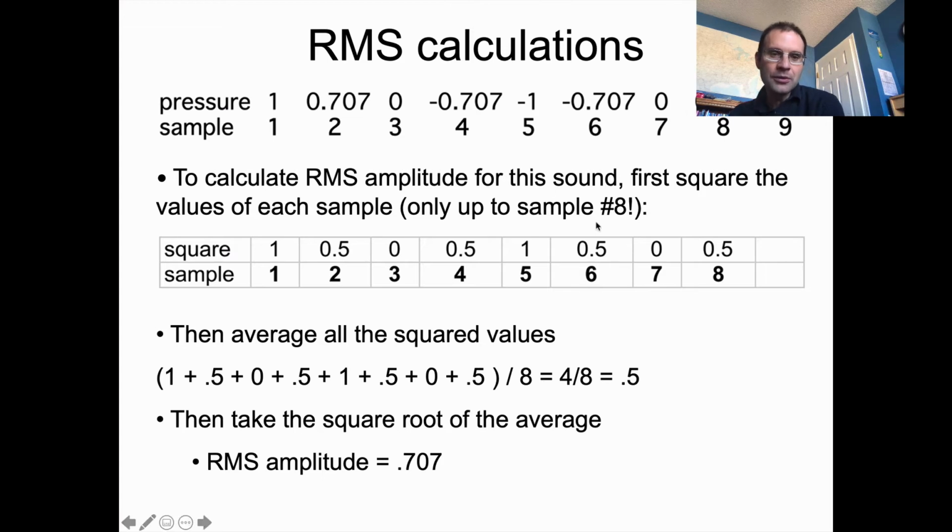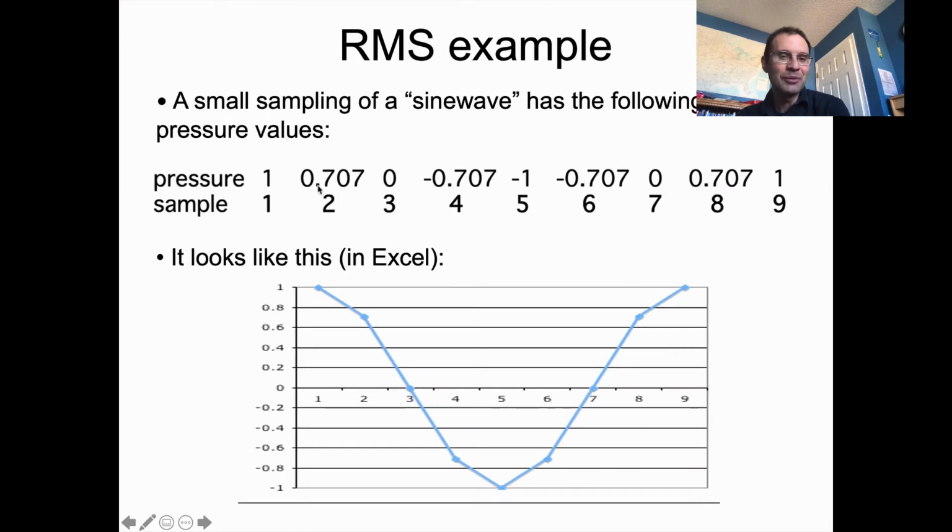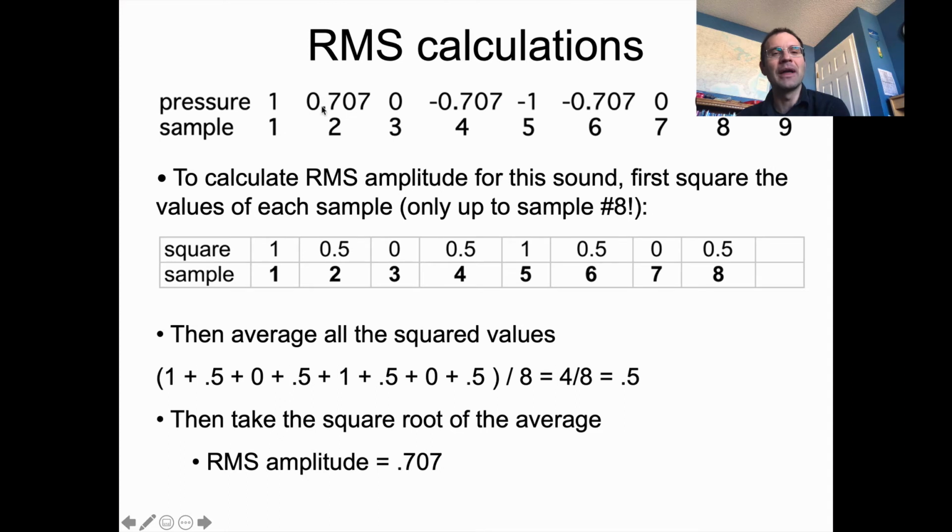So what you need to do is to first square the values of each sample. So we go to sample 1 and we say the pressure is 1, multiply that value by itself. 1 times 1 is 1, and that's how I get this square value here. Then I take the pressure value for sample number 2, and it's 0.707. Multiply that by itself. It turns out this is the value of the square root of 2 over 2, or the square root of 1/2. So if you multiply that by itself, you get 1/2, basically.